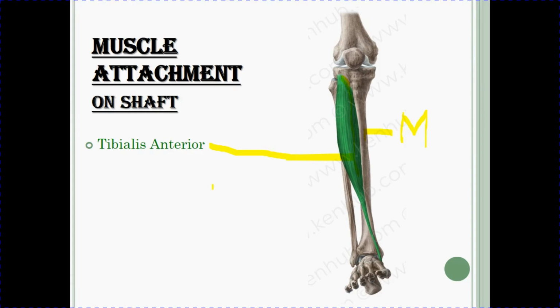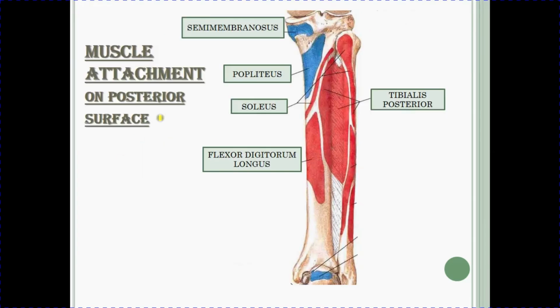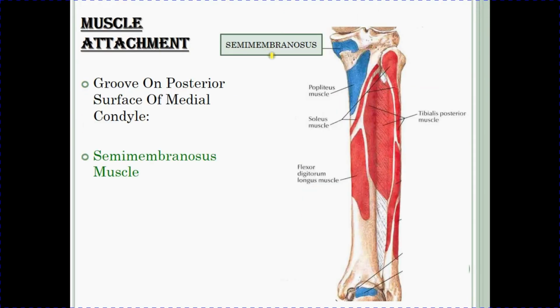Now we will discuss the muscles which are present on the posterior surface or posterior view of the tibia. The first muscle is semimembranosus. Now you remember there was a groove on the posterior surface of the medial condyle of the tibia. From this groove, the semimembranosus is attached. The semimembranosus muscle is inserted on the groove on the posterior surface of the medial condyle of the tibia.